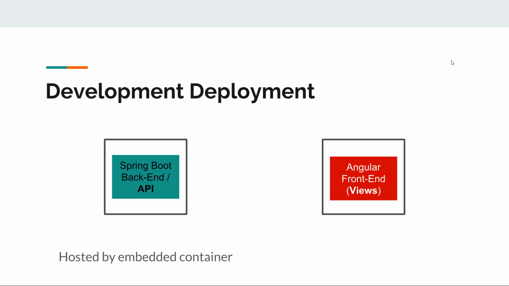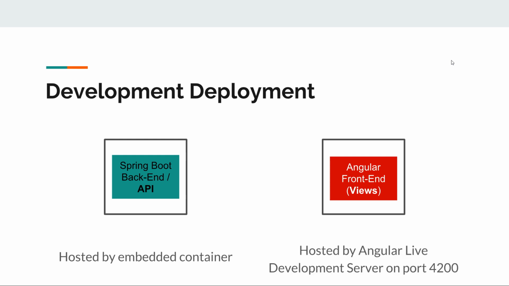our Spring Boot API. And for the Angular part, each time we write ng serve in the Angular CLI, we basically spin up an Angular development server on port 4200, and that's the server hosting this part of the application. So we have two completely different web servers hosting our two pieces that are ultimately the same application.